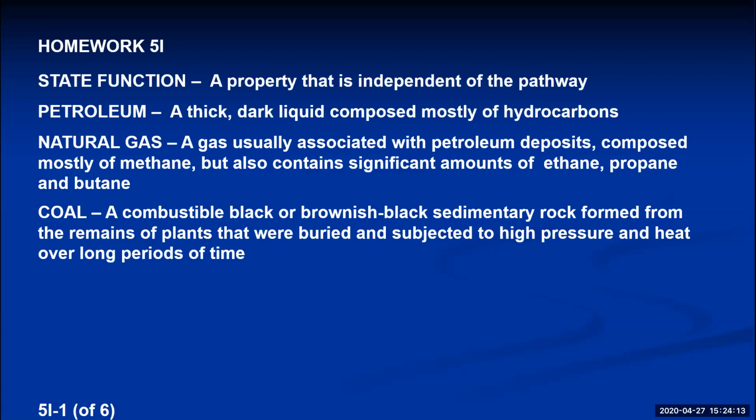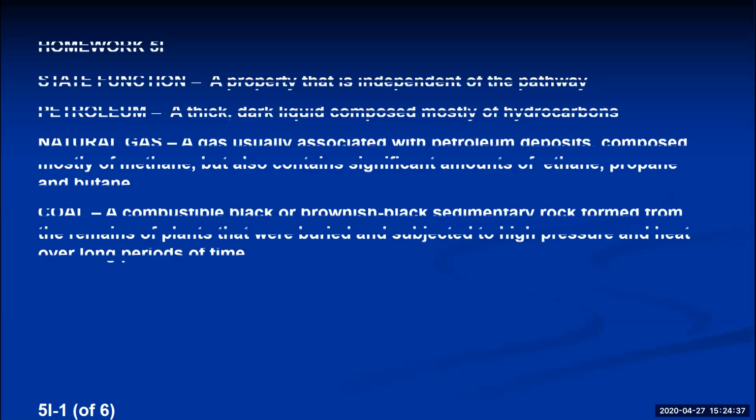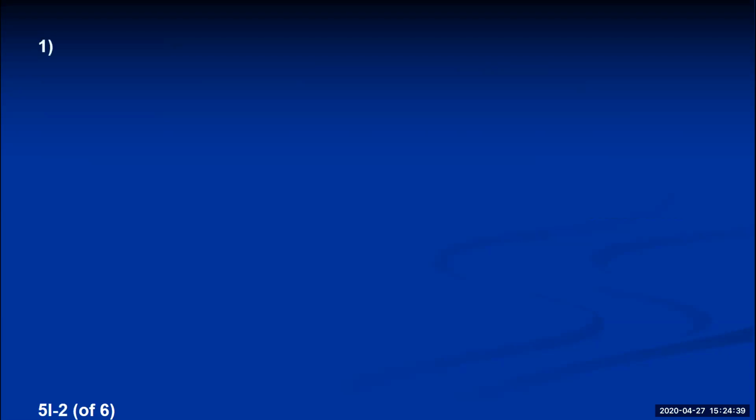Number 1, using the standard heat of formations on handout 9, calculate the standard enthalpy change for the combustion of octane in kilojoules per gram of octane and for the combustion of ethanol in kilojoules per gram of ethanol. Then determine which fuel provides the most energy per gram. The one standard heat of formation that wasn't found on handout 9 was that for octane, and that was only found in table 6.2 of the textbook.